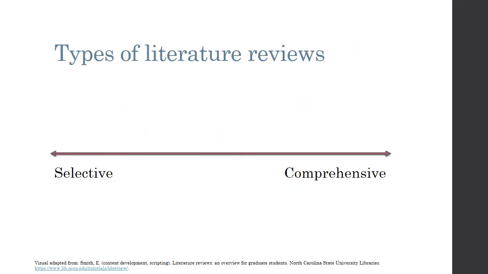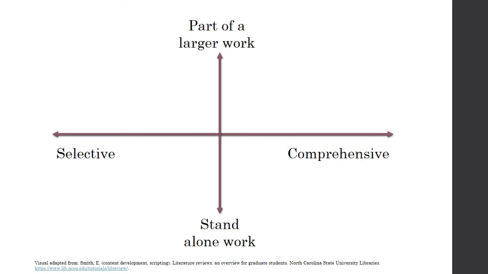You should know that there are different types of literature reviews. Some are more selective, meaning the previous research they choose to examine is narrow in scope, very likely limited to a particular field and a particular topic. Some are more comprehensive, meaning they cast a wide net, covering a long span of time and breadth of research, very likely including scholarship from a number of fields about a number of relevant topics. Literature reviews can also be part of a larger work, or they can be standalone works. Let's think about some examples of each.